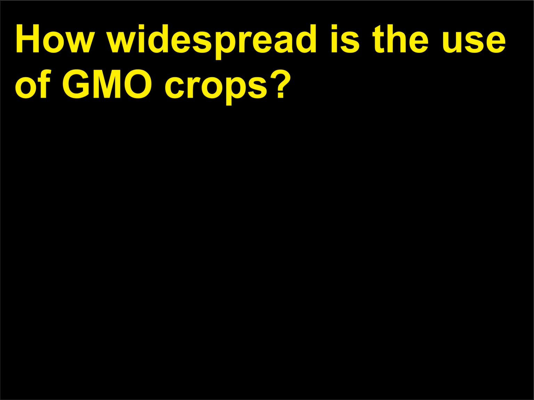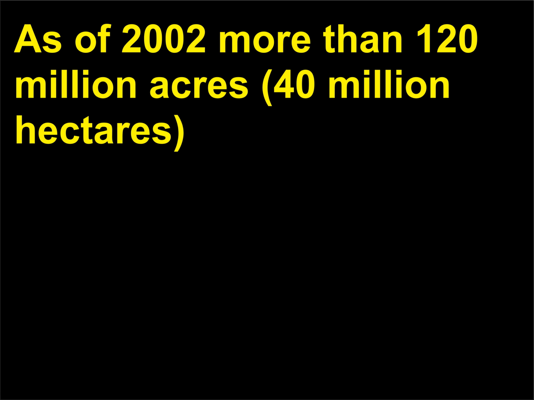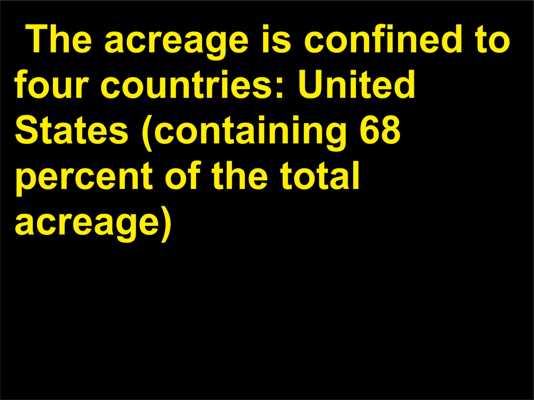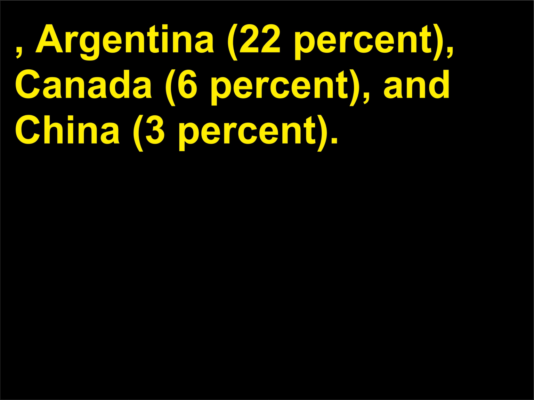How widespread is the use of GMO crops? As of 2002, more than 120 million acres, 40 million hectares, of fertile farmland were planted with GMO crops. The acreage is confined to 4 countries: United States, containing 68% of the total acreage, Argentina, 22%, Canada, 6%, and China, 3%.